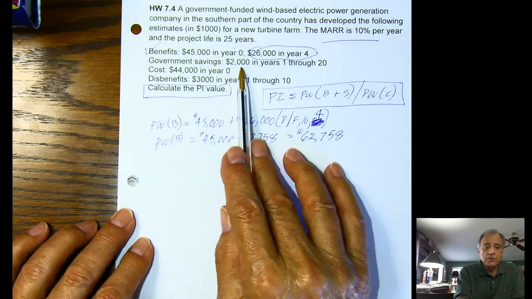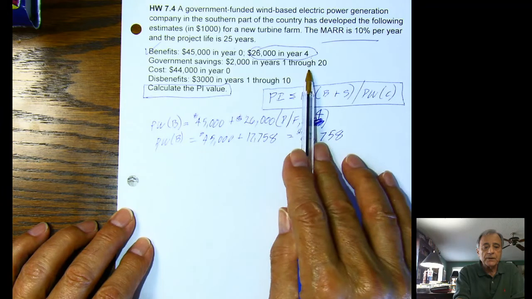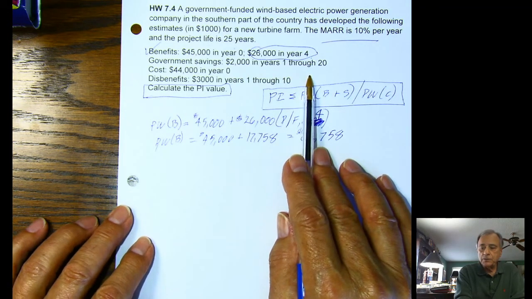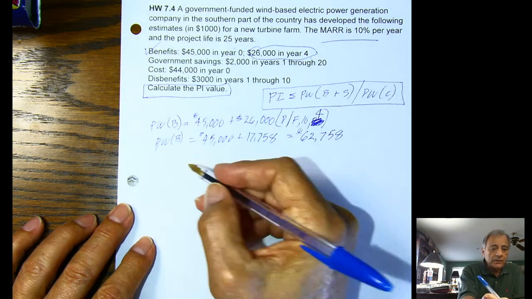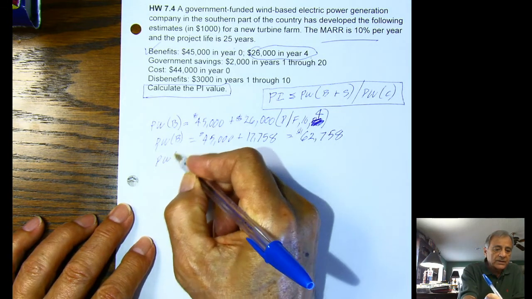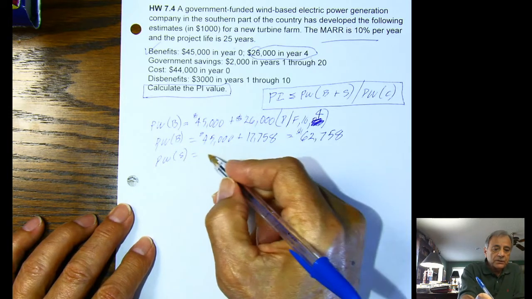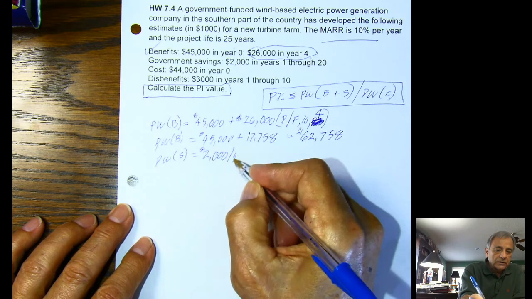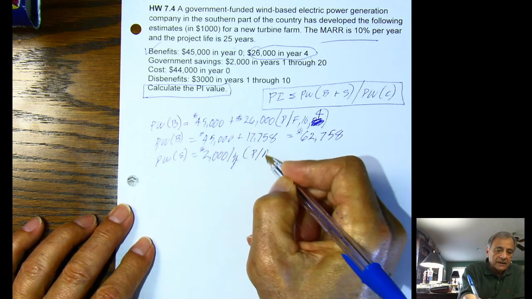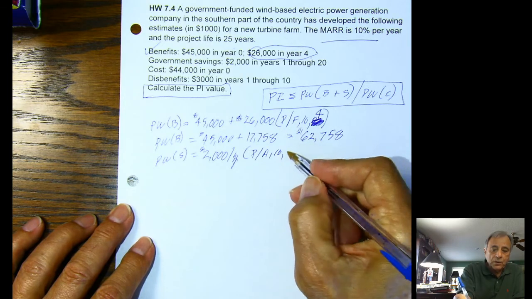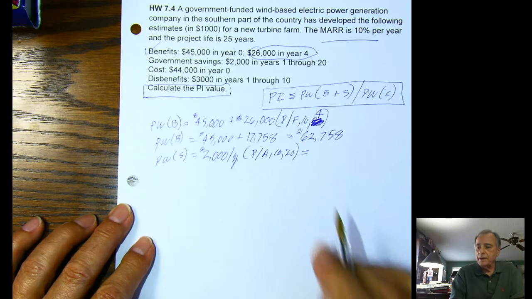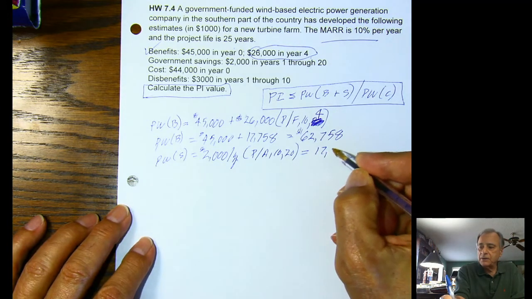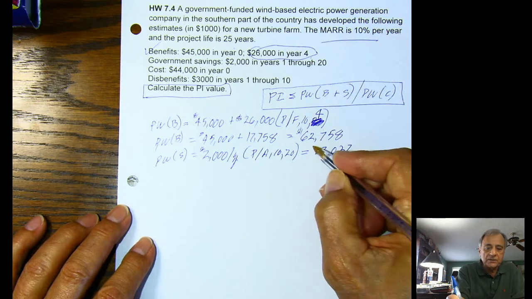The savings are worth $2,000 a year for years 1 through 20. Okay, so the present worth of the savings is $2,000 per year times P given A, 10% for 20 years. And cranking through that, I get $17,027.